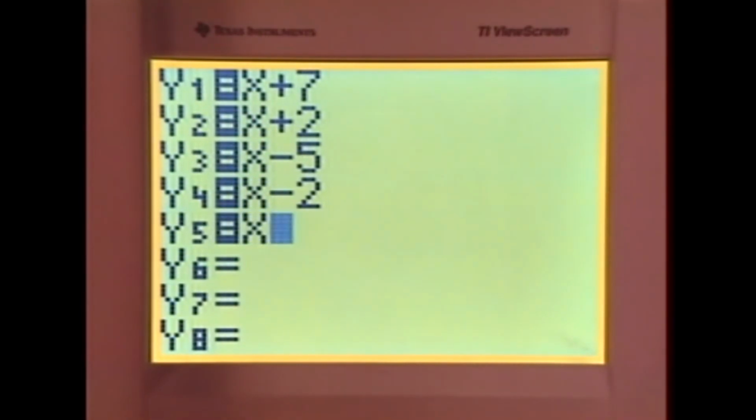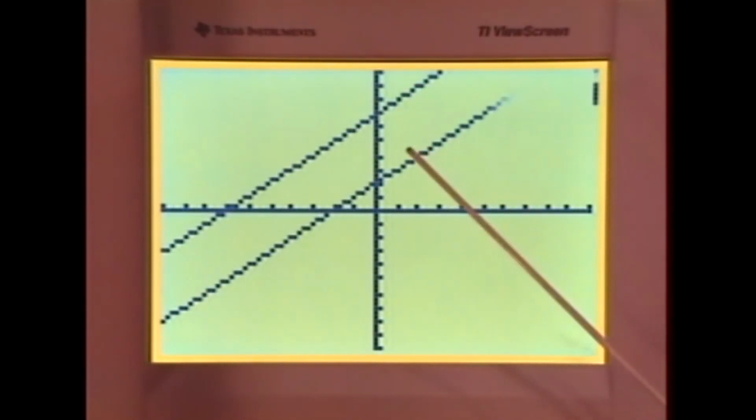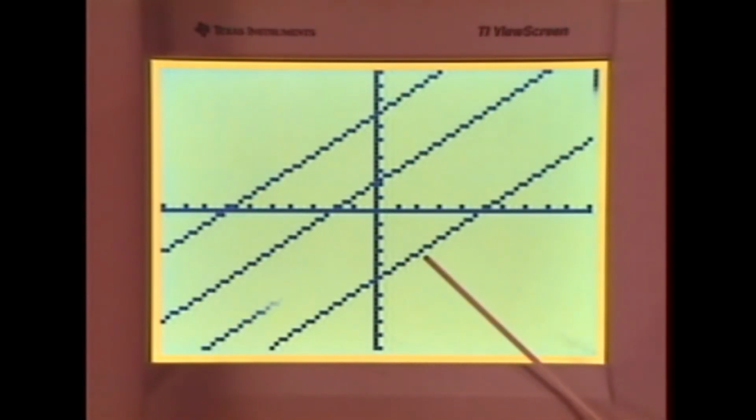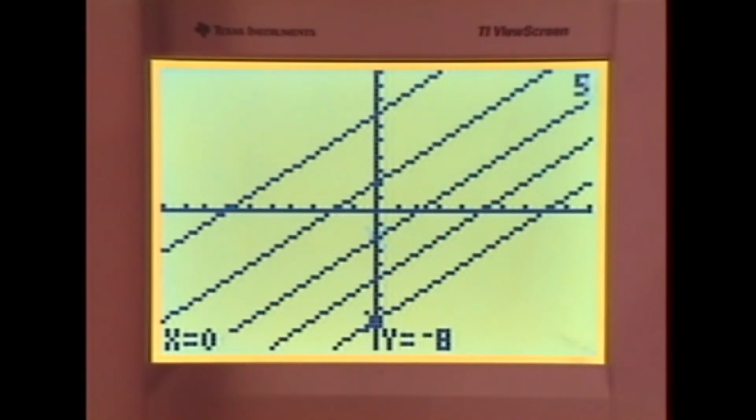I think we've already got x minus 8. And take a look at that fifth line graphed. Plus 7, plus 2, minus 5, minus 2. And there's our minus 8. Let's trace that last one. And indeed, that point is 0, negative 8.